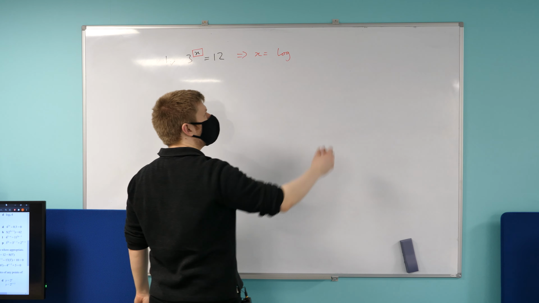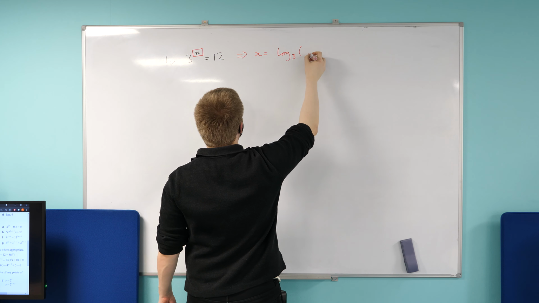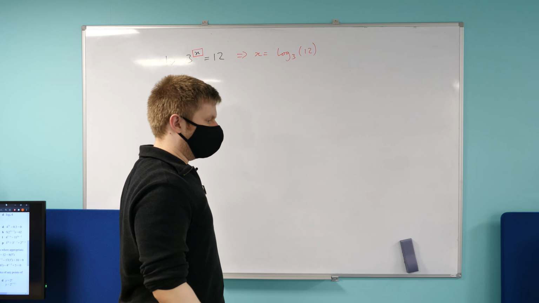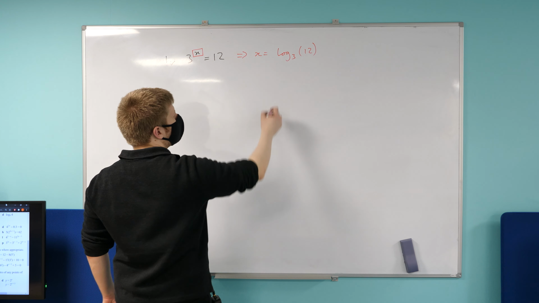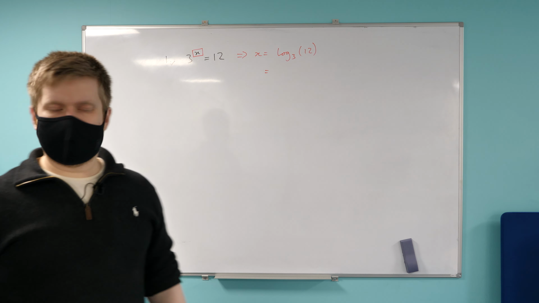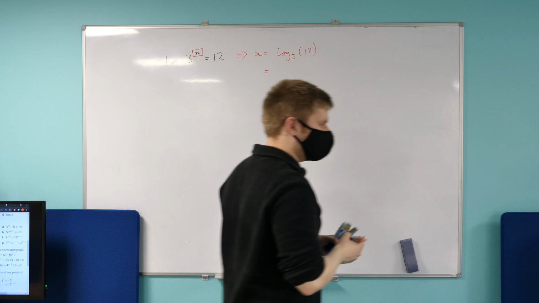What's the base? 3. Good. And what's the number? 12. Perfect. So can you work out how to stick that in your calculator for me? That's just 1.0. Can I quickly just see what you've typed in your calculator?